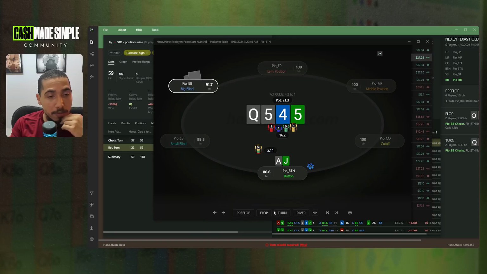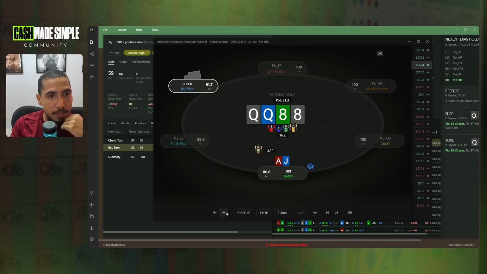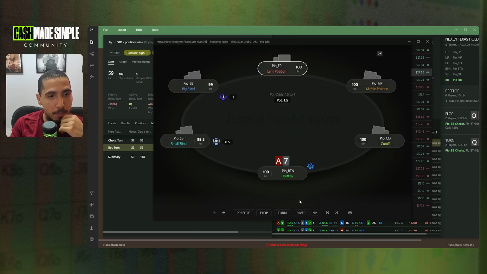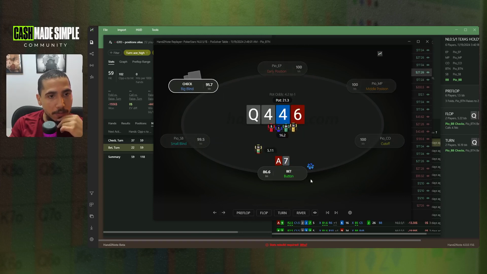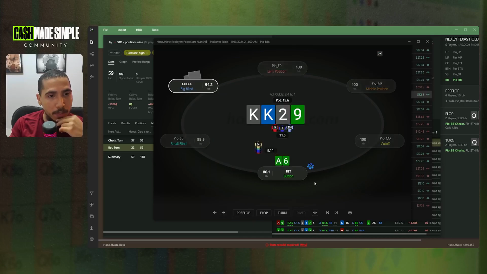Take a look at that. Ace jack taking a stab here. Not super intuitive, right? Not super intuitive that you would want to take a stab with ace jack here. Same idea here. Take a look. A little stab on the double paired board. A7 stabbing on the pair board. So it seems like a lot of stabs on the pair boards. Ace deuce here, just straight up bluffing.